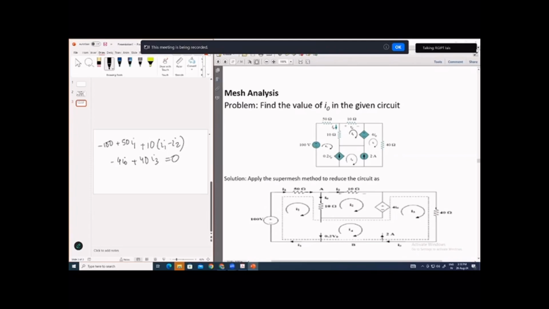So you can just simplify this. This 100 volt you can take on the other side. 50 I1 plus 10 I1 will be 60 I1 minus 10 I2 plus 40 I3 minus 4 I0 is equal to 100.